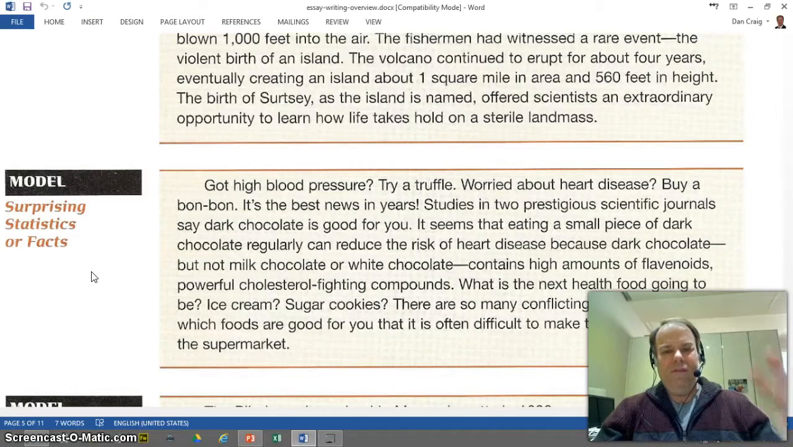So the information is somewhat related, but at the same time, there is a jump. There's a little bit of a leap of logic here, and that's okay as long as they're similar enough.